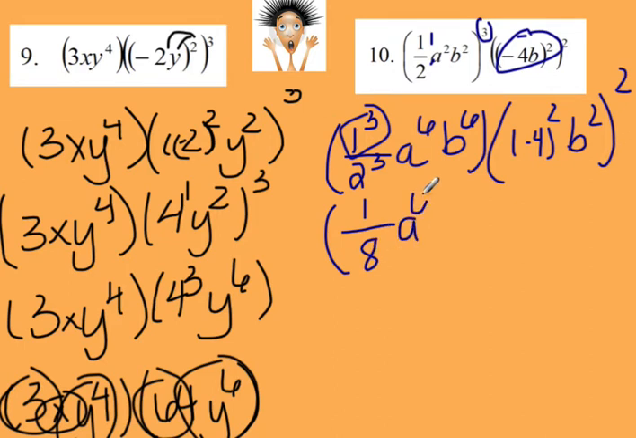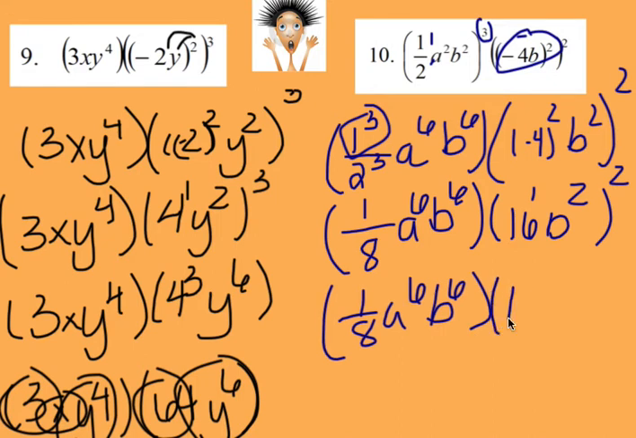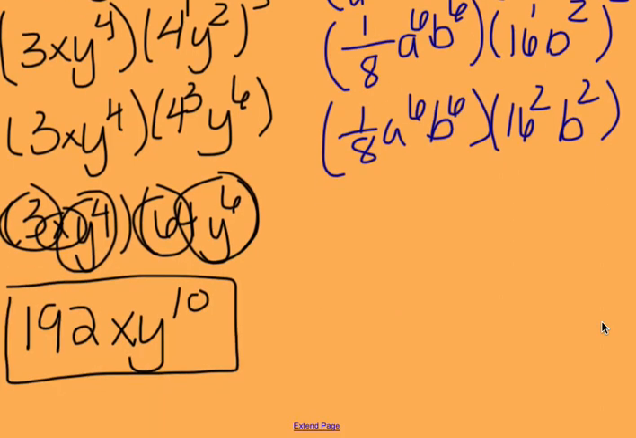Then I have a to the 6th, b to the 6th. So then 4 squared is going to give me 16, and then I have b squared. So again, that's being raised to the 2nd power, and that 16 has an exponent of 1 on it. So then I have 1/8, a to the 6th, b to the 6th, 16 squared, and b squared.